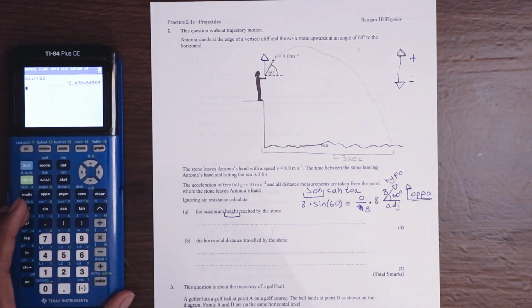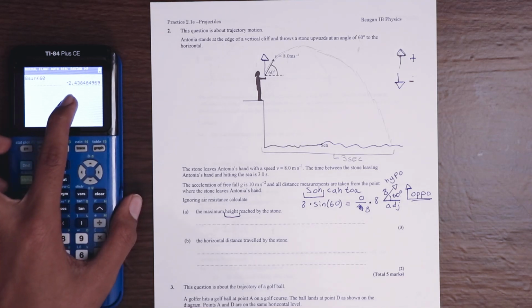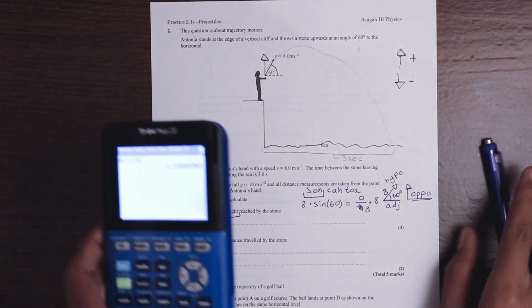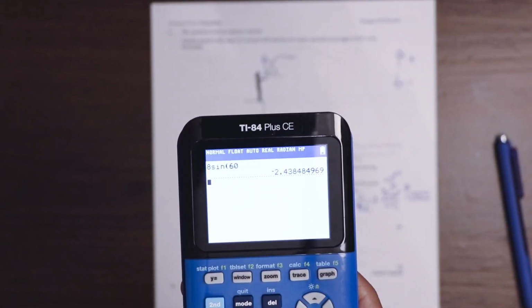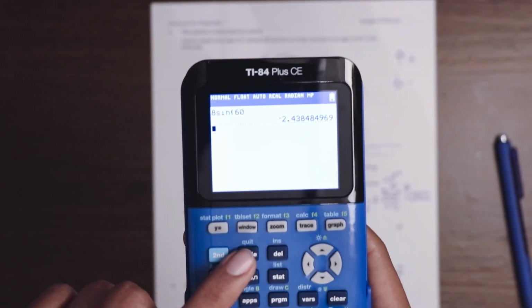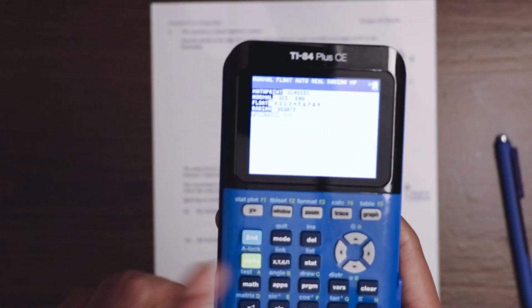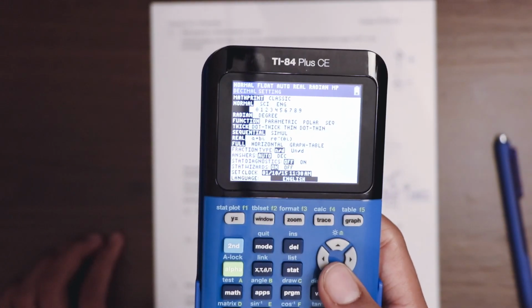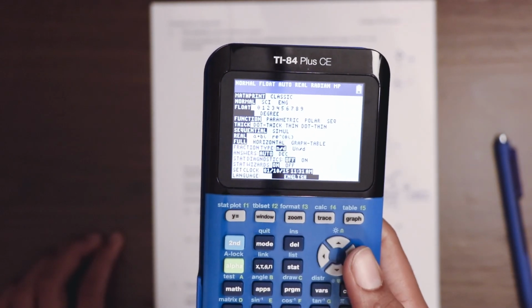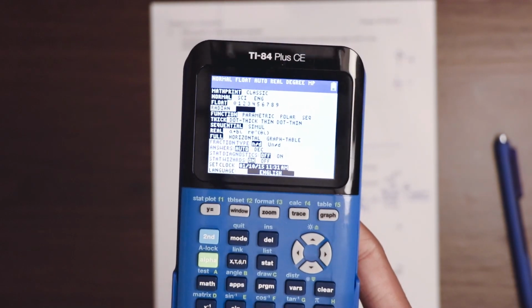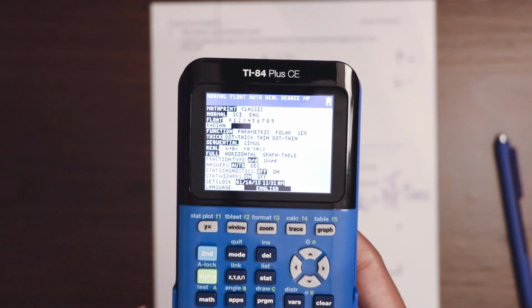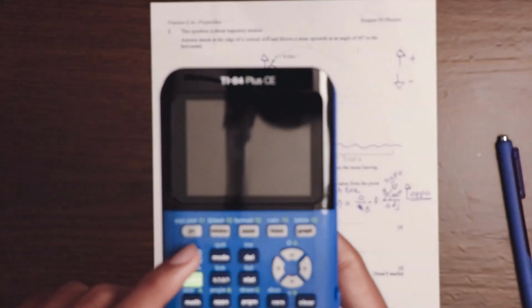we get negative 2.41. Now, if you get a weird number like I just did, if you get a super weird number, check if your calculator is in the right mode. So go to mode, and go down to radian. If it's in radians, it's in the wrong function. So go to degree. Enter. Now it's in degrees.